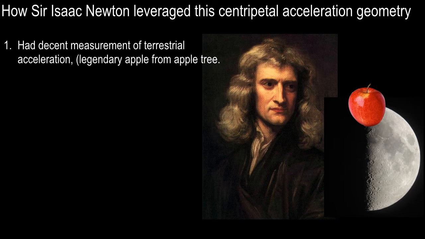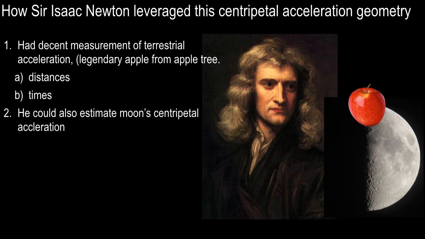First of all, they had a fairly decent measurement of terrestrial acceleration and free fall, i.e. the legendary apple falling from the apple tree. And they get that from distances and time measurements, and we've done that. In metric system, it's 9.8 meters per second squared. I believe in English, it would be 32 feet per second squared. So he probably was thinking 32 feet per second squared. But we're going to think in metric terms. So he could figure that out, and many other people were able to figure that out as well.